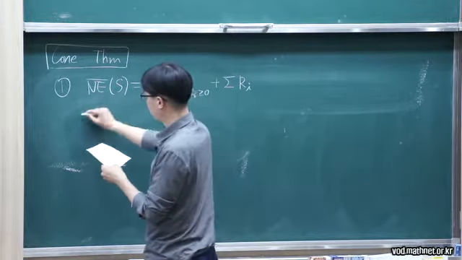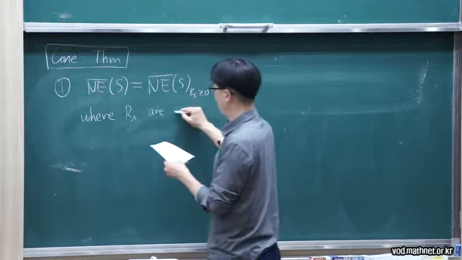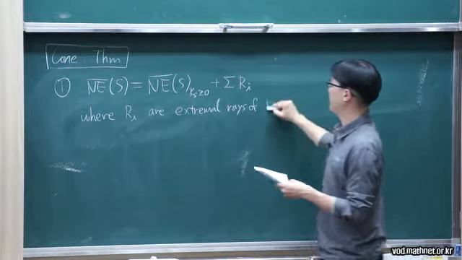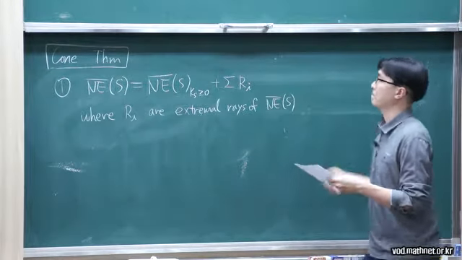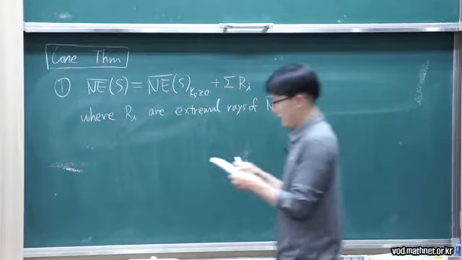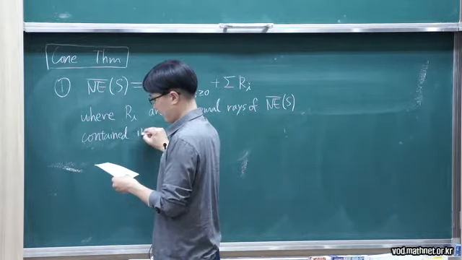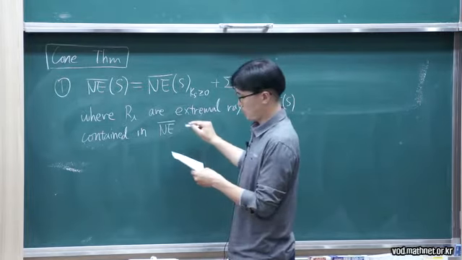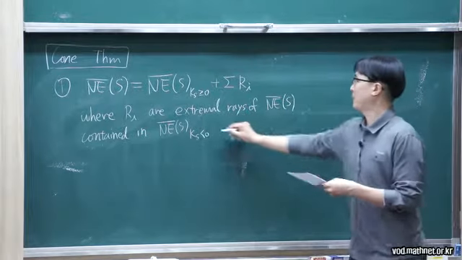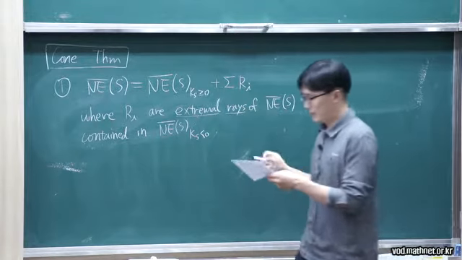There are countably many Ri, extremal rays of this Kleiman-Mori cone, contained in the negative part of the Kleiman-Mori cone. Okay. So I'm going to draw the picture of this situation later. So I'm going to explain the meaning of extremal and ray.